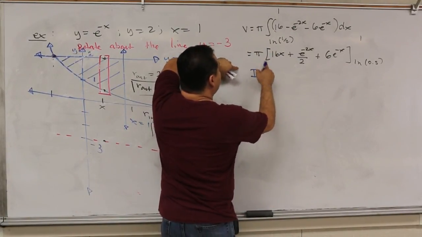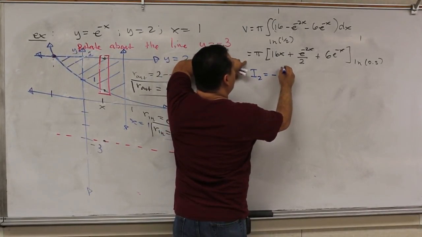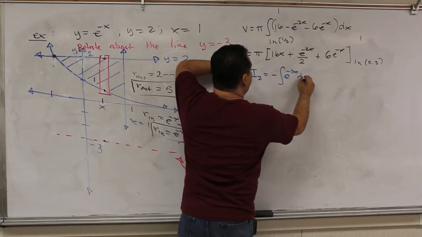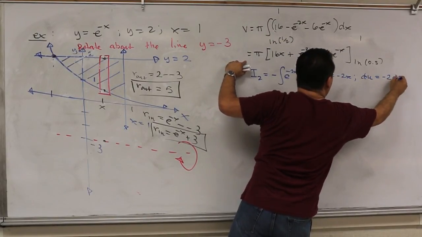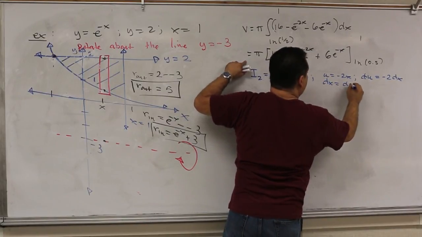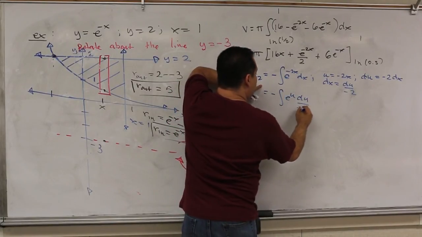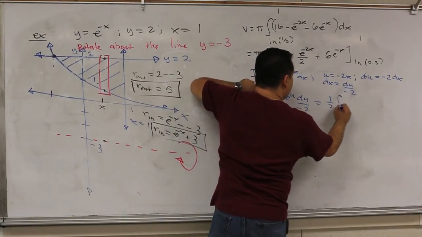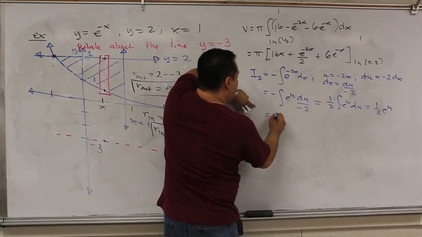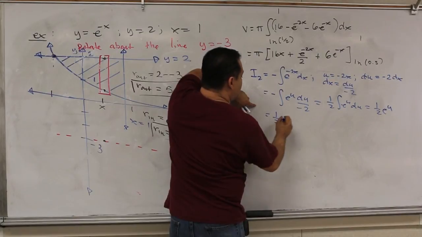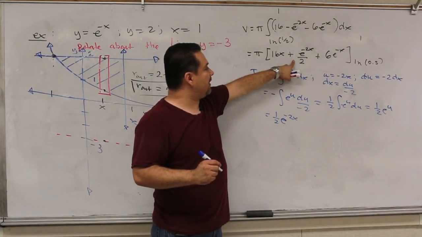So call that I1, 16x. Call that I2. Let's say minus the integral of e to the minus 2x dx, right? You say u is minus 2x, du is minus 2 dx, or dx is du over negative 2. So this is negative integral e to the u du over negative 2, 1 half integral e to the u du, 1 half e to the u. It's not plus a constant because we've got limits, so that's 1 half e to the u, where u is negative 2x. That's why I have that here. You guys okay with that? That's where this one came from.